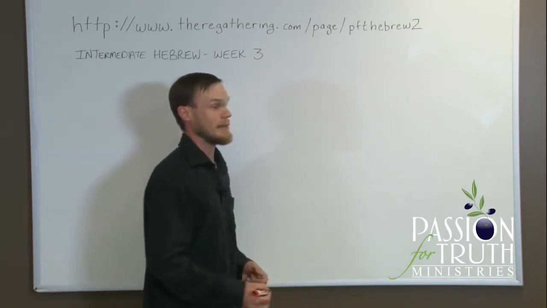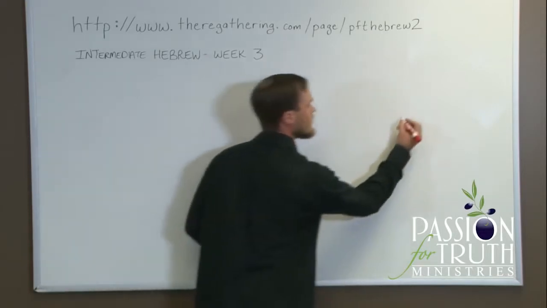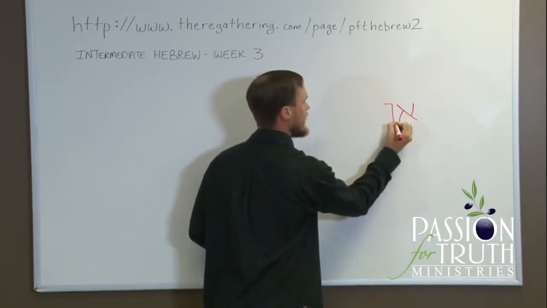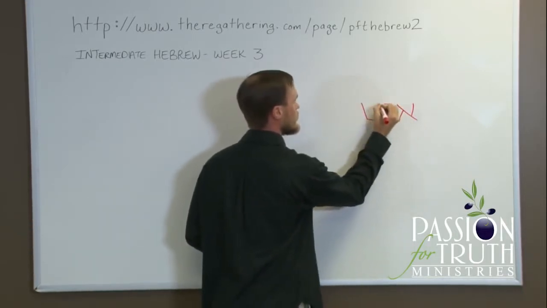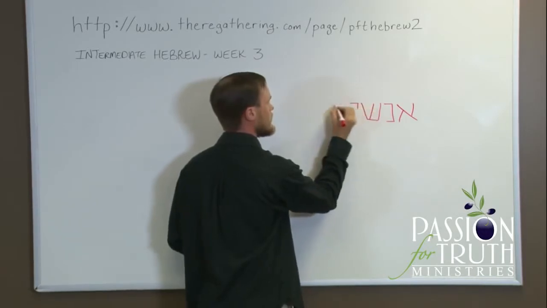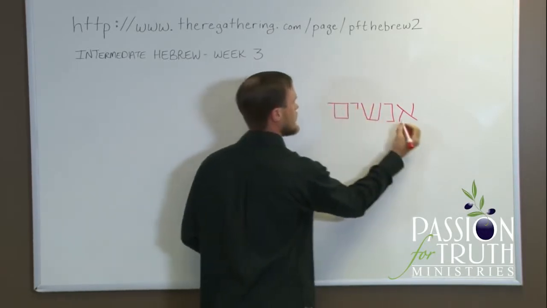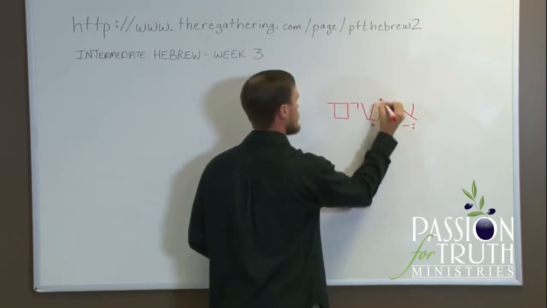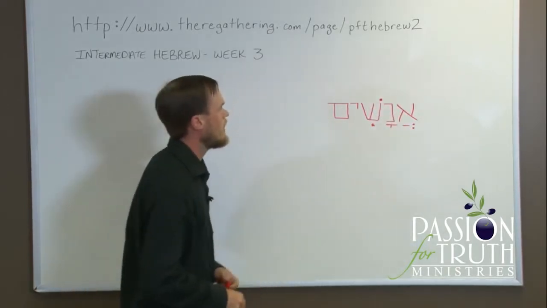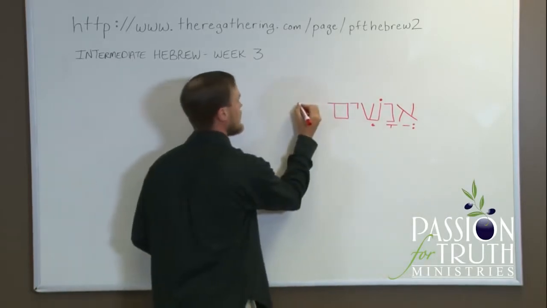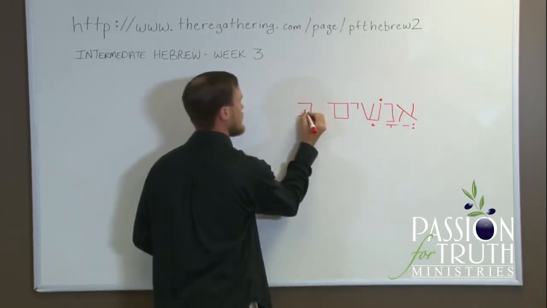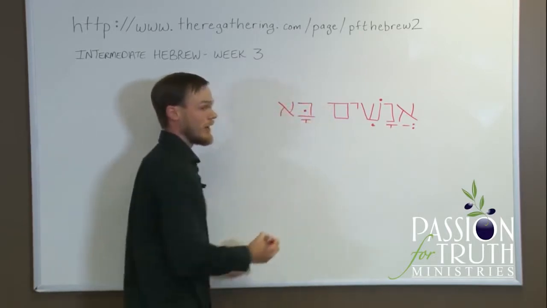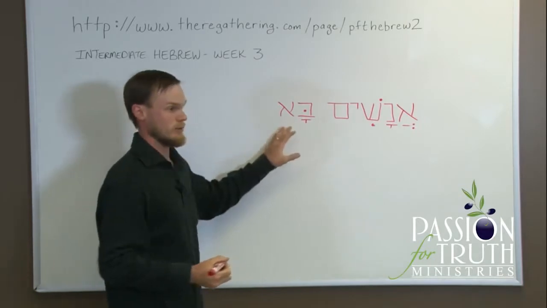Suppose we were to say that men are coming. Now, of course, man, as we discussed, has an irregular plural. Ish has an irregular plural. We write anashim for men. All right, we know that ba is masculine, right? So ba applies to ish. So we're on the right track with ba.